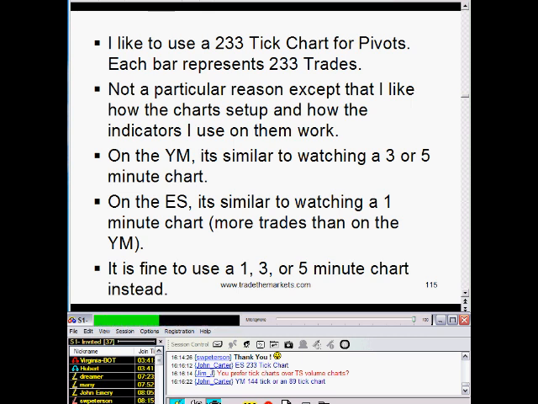Jim, yeah, I do prefer the tick charts. Volume charts are another way to do it, but I personally like the tick charts. We've used both, and for some reason with the stuff that we do, we get a little bit better results using the tick charts.